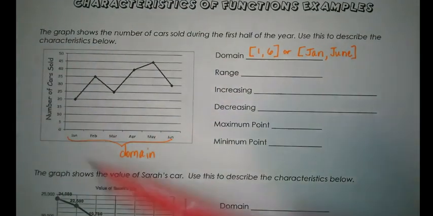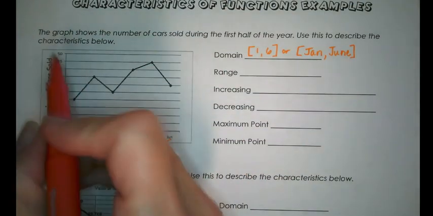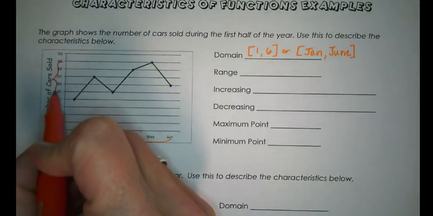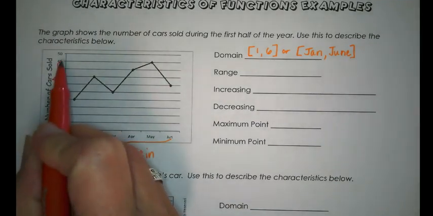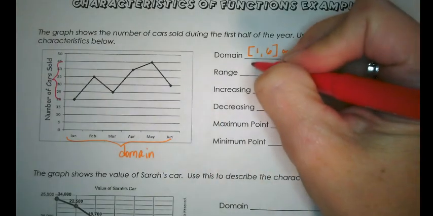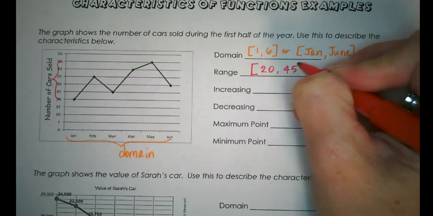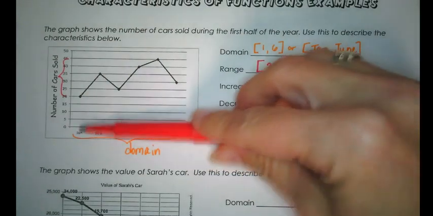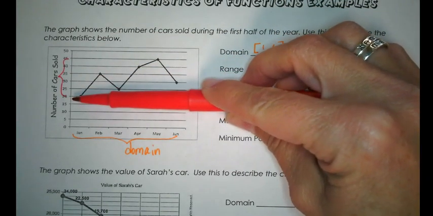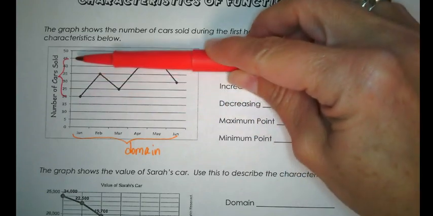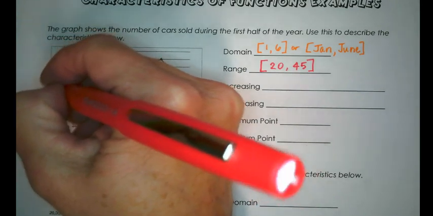Now what you have to be careful of is it's not necessarily what's on the graph, but it's what's in our data. So the range of the number of cars goes from 20 to 45. So our range is going to be from 20 to 45. Now, the graph goes from 0 to 50, but our data goes from 20, which is the lowest y, up to 45, which is the highest y. So this right here is our range.